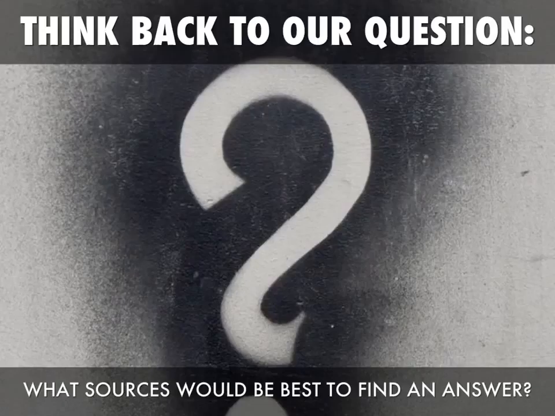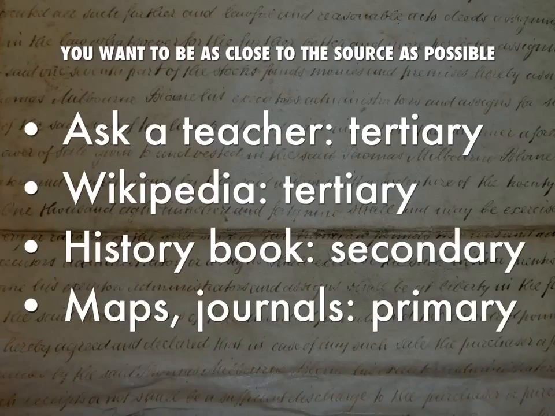So think back to our question. What sources would be best to find an answer to that question? How did people live? It is primary, like I said, because you do want the source to be as close as possible. If you were to ask a teacher, that would be tertiary, because your teacher probably read a textbook in college, and then they're telling you about the textbook. There are 3 things removed from the actual source.